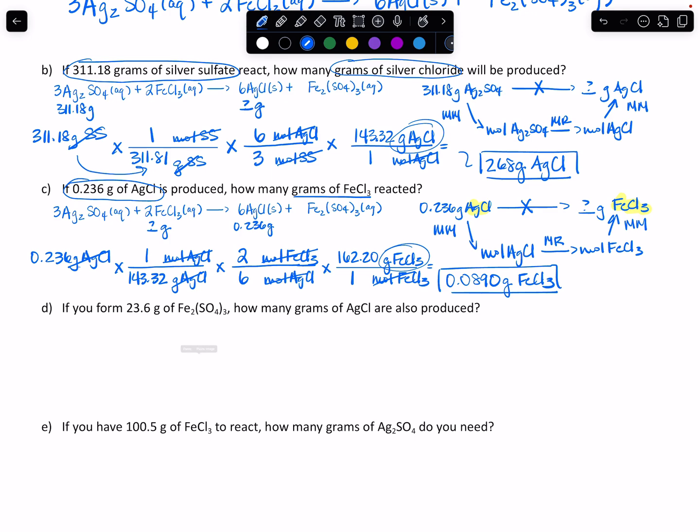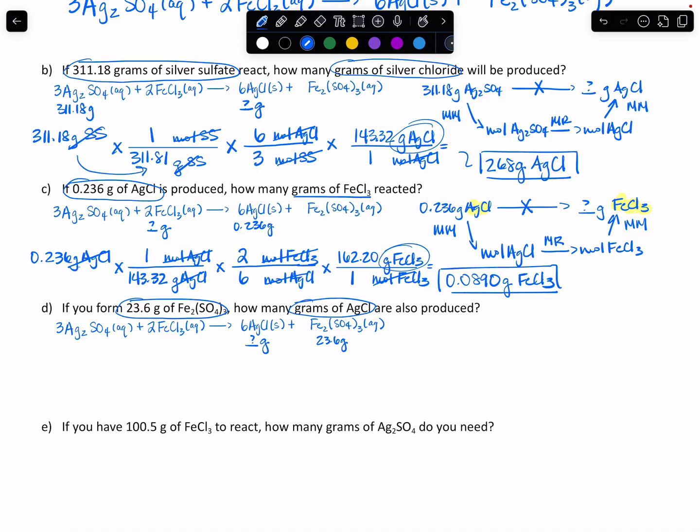All right. Again, let me get my reaction down here. Okay. If you form 23.6 grams of Fe2(SO4)3, how many grams of AgCl are also produced? All right. So we're given grams of iron 3 sulfate and asked for grams of AgCl. All right. So we have 23.6 grams of this, and we're asked to find grams of AgCl. So again, two different chemical entities, stoichiometry problem. Gonna have to have a mole ratio step somewhere in my calculation.